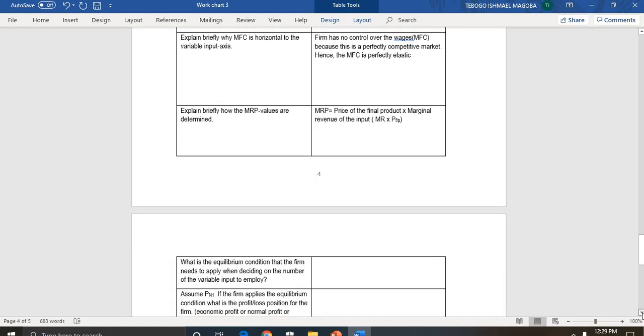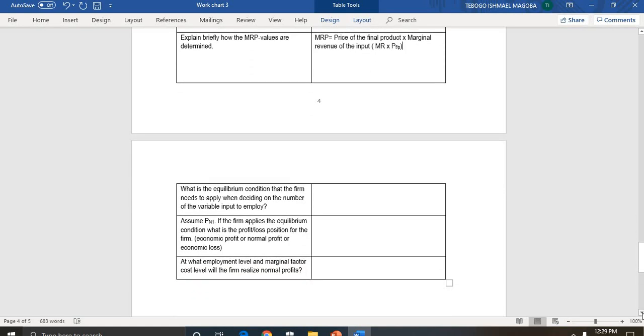question here. What is the equilibrium condition that the firm needs to apply when deciding on the number of variable input to employ? So this also is similar to the perfectly competitive market, where the marginal revenue would be equal to the marginal cost. That's your optimal production point. Remember that.